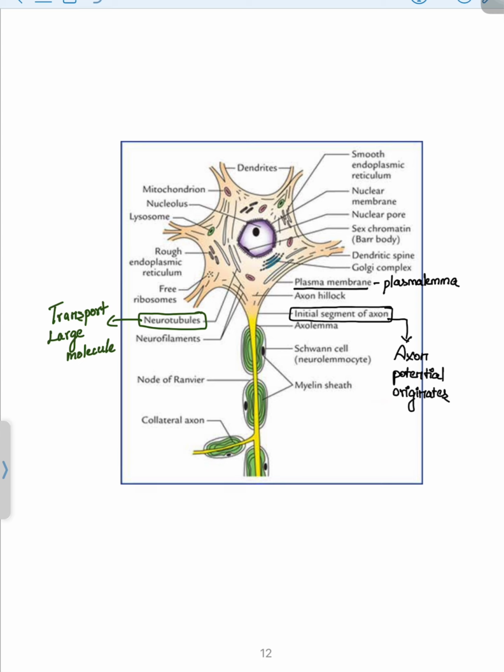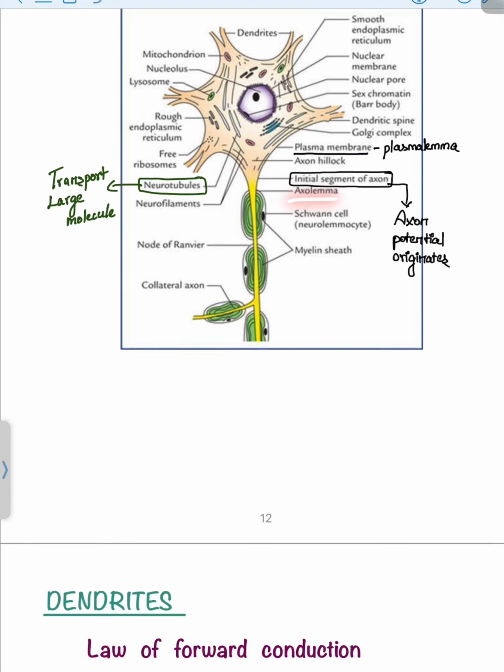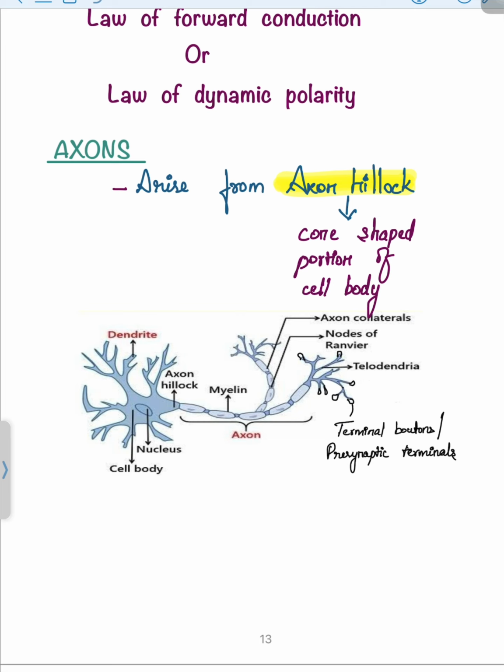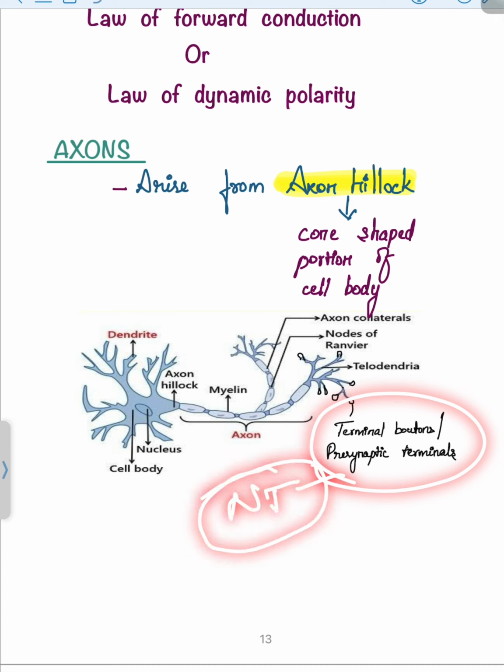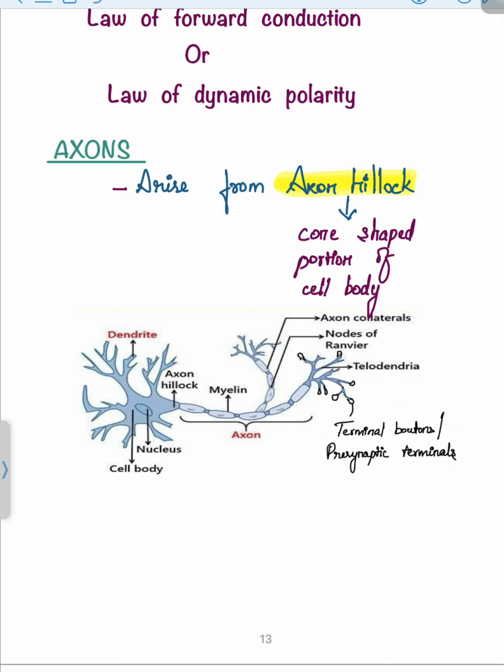Okay, and as I have already said, axons are covered by plasma membrane called as axolemma. And now axons end up giving a lot of branches called as telodendria. And these telodendria end up in a bulb-like structure called as terminal buttons or presynaptic terminals. And these terminal buttons or presynaptic terminals contain neurotransmitters which are very important for transmission of impulses.